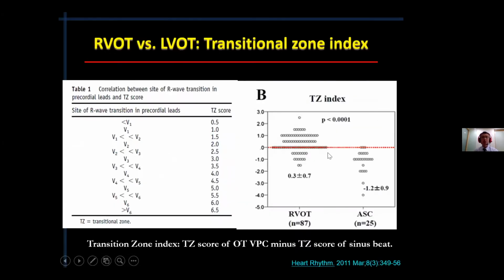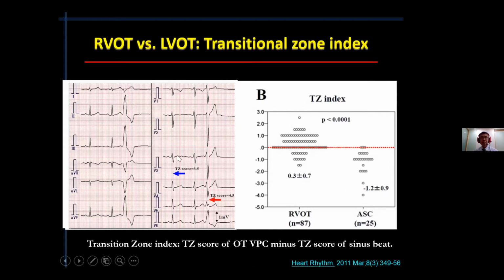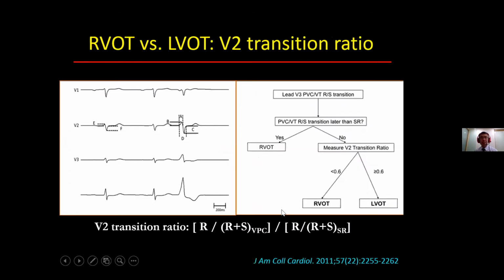This slide shows the concept of the transition zone index, like I mentioned in the beginning. Depending on the location where it transits, you give a transition zone score. For example, in this case, if it transits between V3 to V4, the sinus rhythm transition zone score is 3.5, and for the PVC it is 4.5. So PVC minus sinus rhythm, if you get a positive transition zone index, then it comes from the right side, like our case.